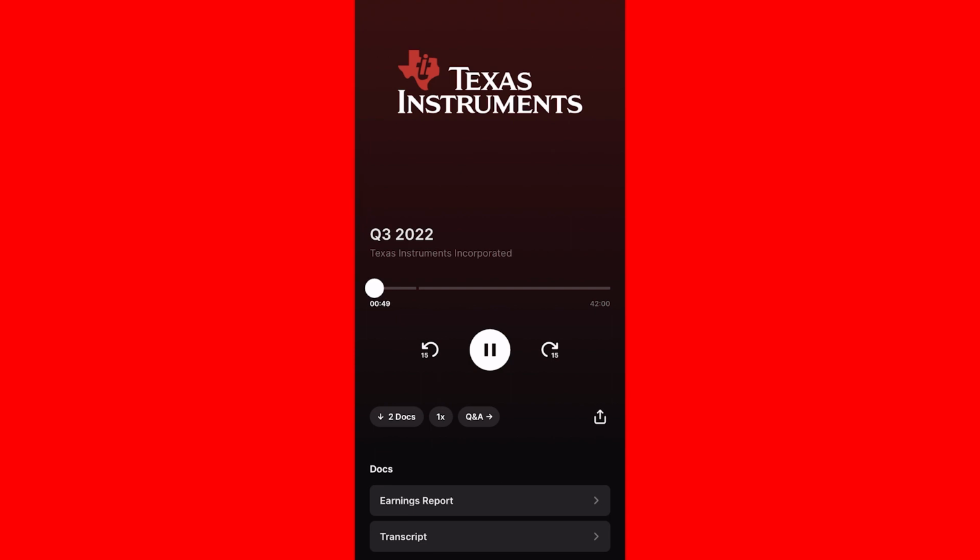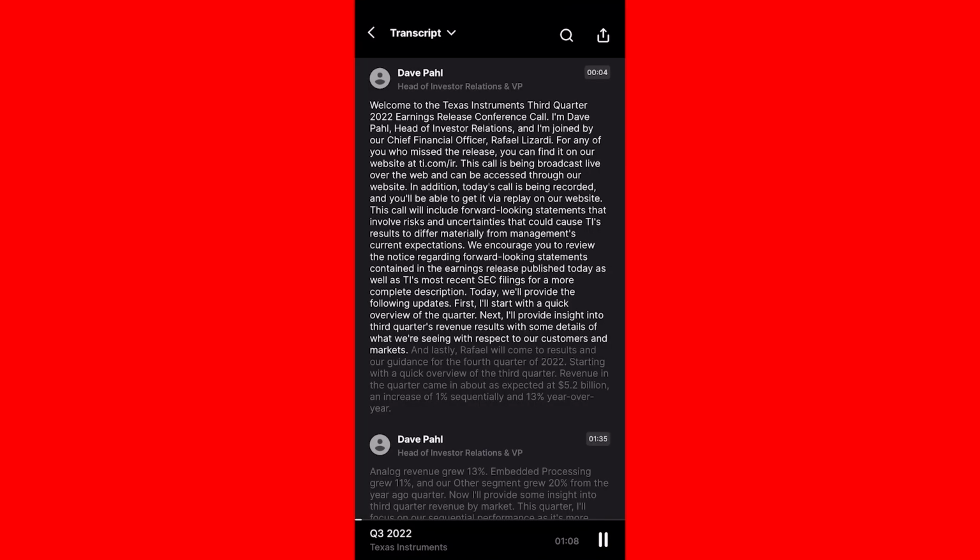You can speed the earnings call up to 1.5, 2 times. It'll go really fast if you're a really fast listener. I typically will put it on 1.1. But then if you follow along in the transcript, it will actually highlight the sentence that it's on as it gets there. So that is a really cool feature to have as well.